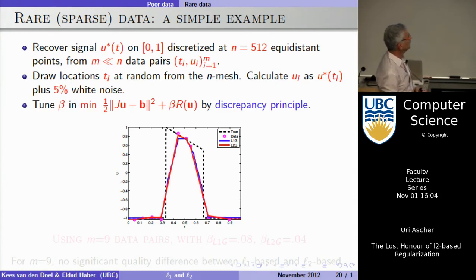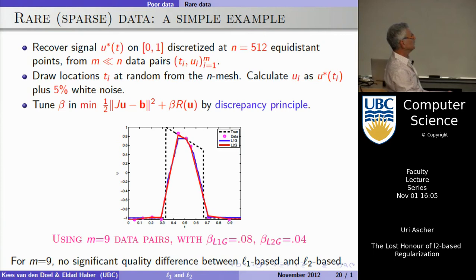So here's a very simple example, really. We start with a signal U star of t, which has discontinuities. Therefore, L1G total variation should be better than L2G. Now we sample it at 512 points, randomly select some of those 512 points, add some noise, and say, this is the data, reconstruct the signal. This is the case here with 9 data pairs. The red is using L2, and the blue is using L1G. Here you can see that even though L1G should have been better because of these discontinuities, it's not better, because there's not enough data for it to be better. If it's not better, it is worse. Remember that.